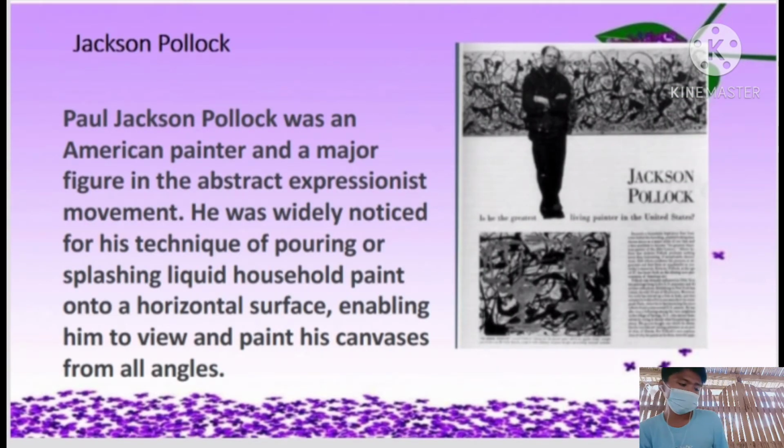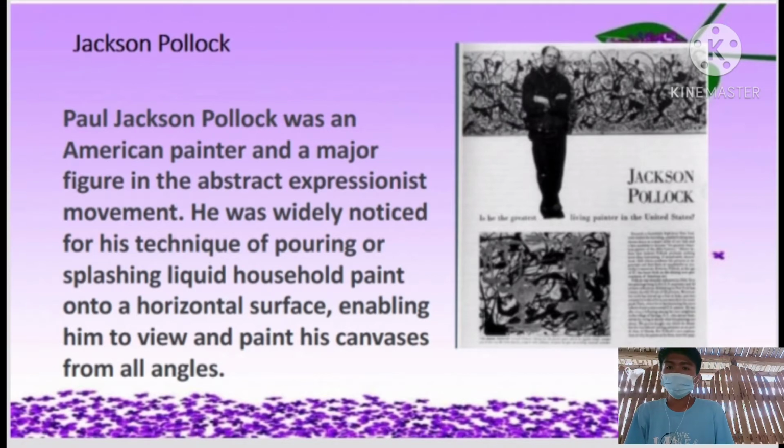One of the painters of abstract expressionism is Jackson Pollock. Jackson Pollock, or Paul Jackson Pollock, was an American painter and a major figure in the abstract expressionist movement. He was widely noticed for his technique of pouring or splashing liquid household paint onto a horizontal surface, enabling him to view and paint his canvases from all angles.